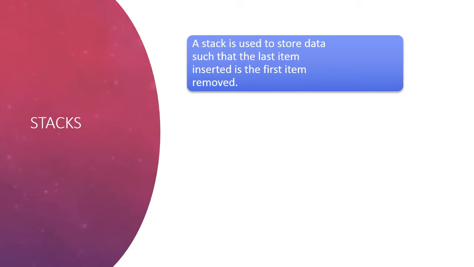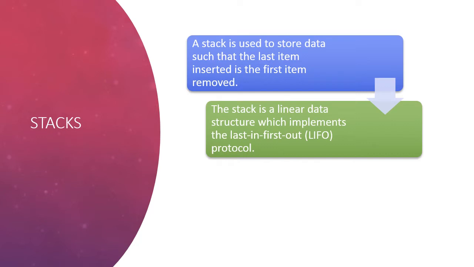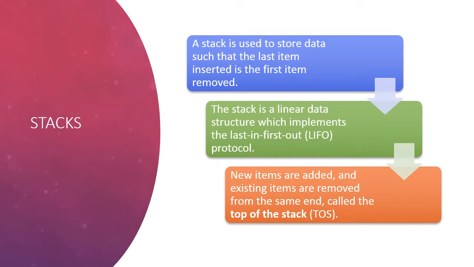What is a stack? A stack is used to store data such that the last item inserted is the first item removed. The stack is a linear data structure which implements the last in, first out protocol. If you want to know about linear data structures, I advise that you go back to lecture 1. I have defined linear data structures in it. New items are added and existing items are removed from the same end, called the top of the stack.